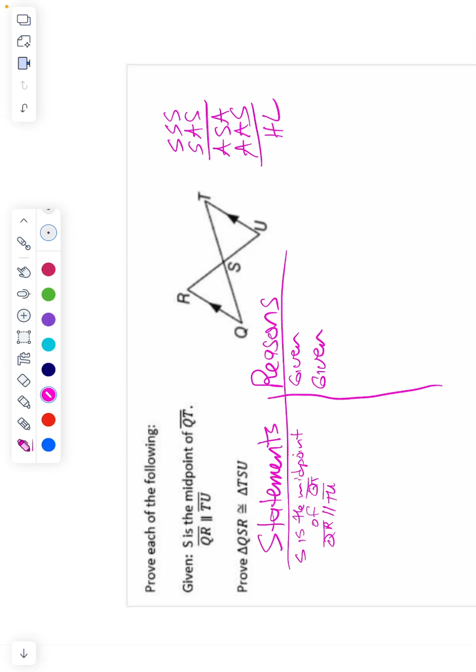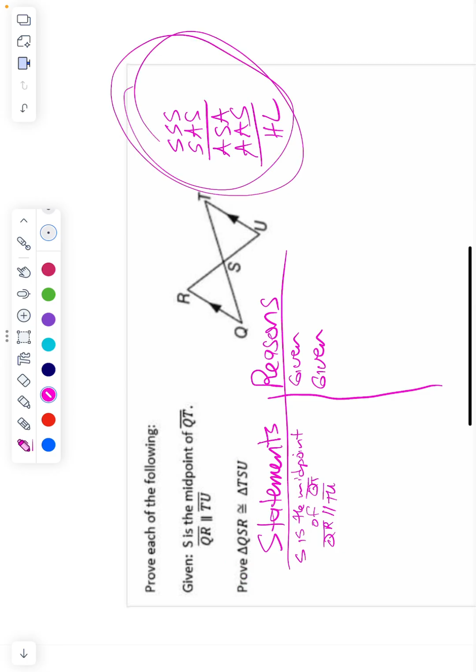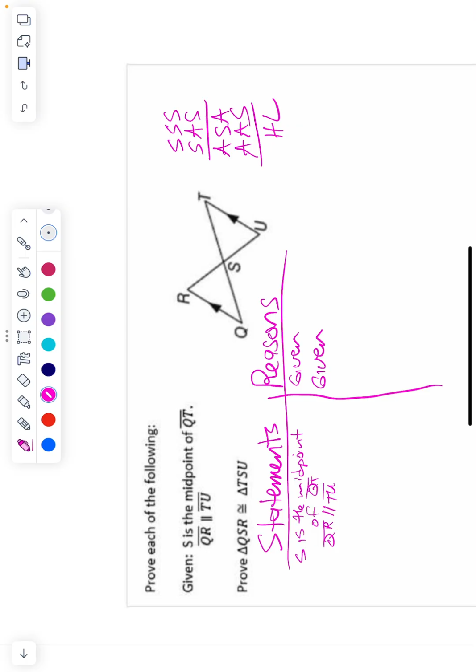Okay, so here's my suggestion. As soon as you see that you're proving two triangles are congruent, right there, I would make this list that is going to help you think through your plan. Also, we always need to start by putting information into the picture.